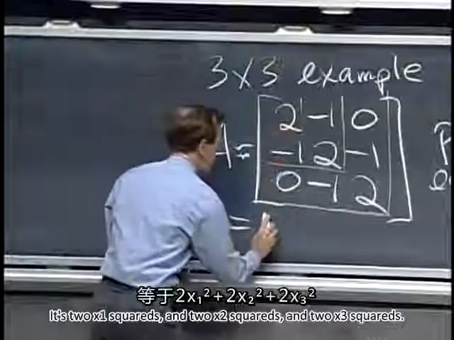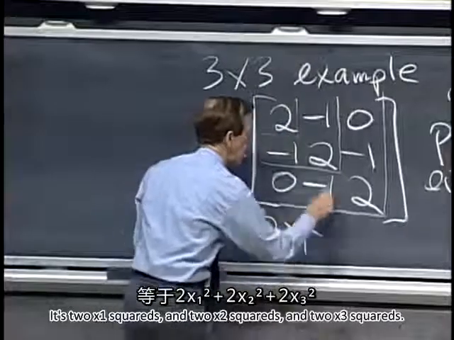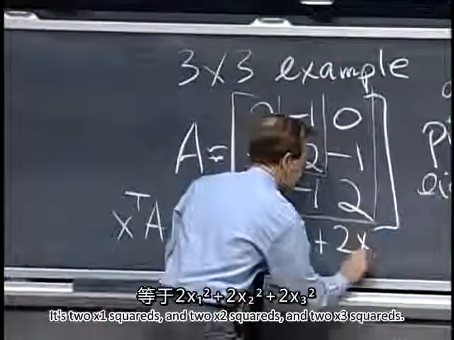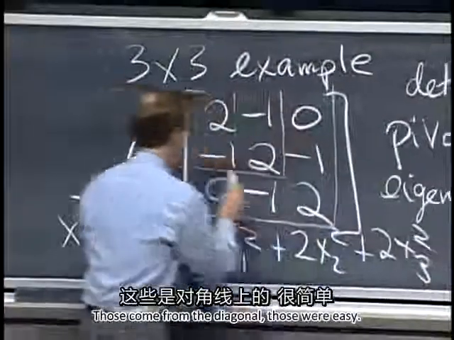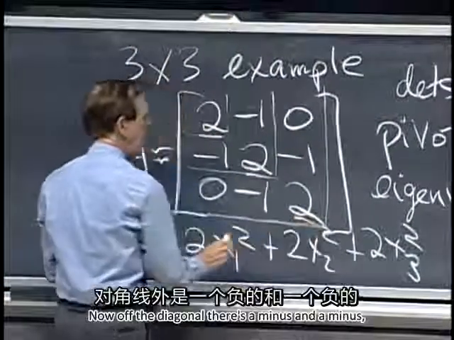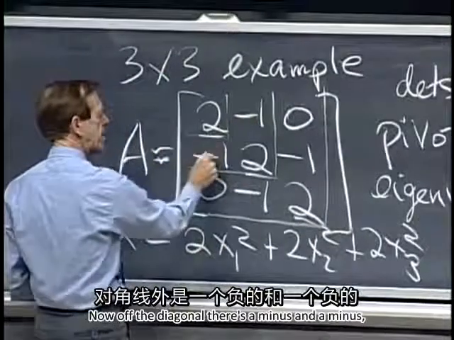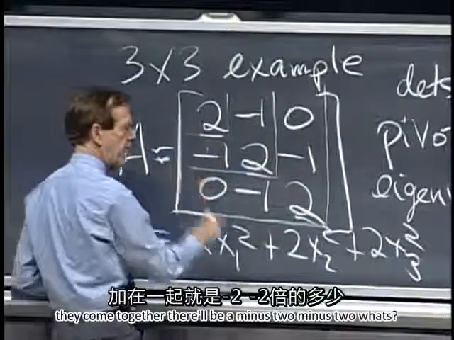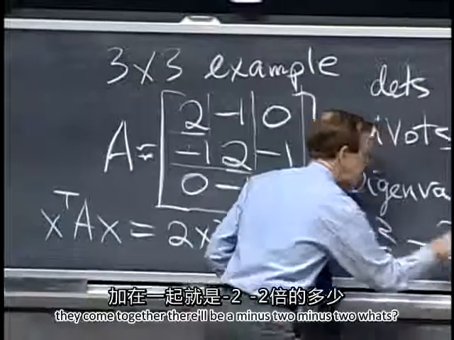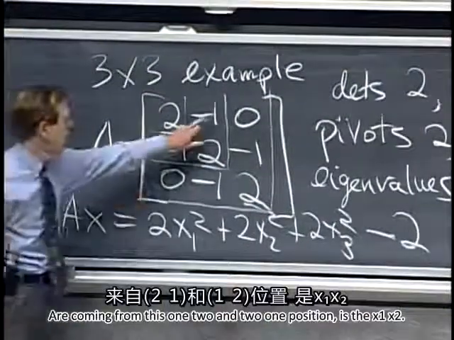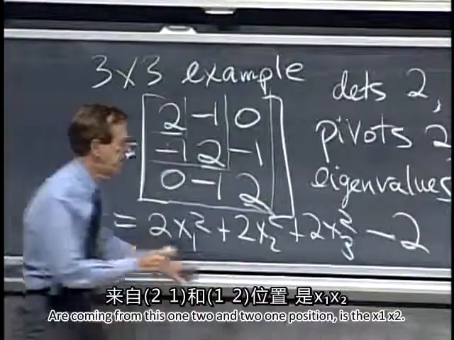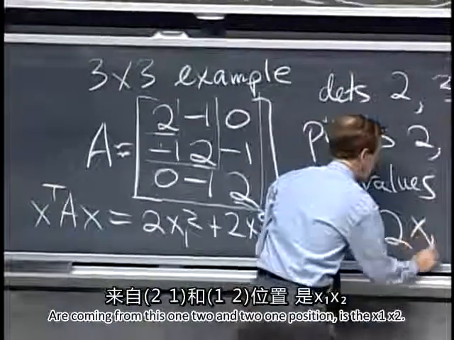It's 2x1 squared, and 2x2 squared, and 2x3 squared. Those come from the diagonal. Those were easy. Now, off the diagonal, there's a minus and a minus. They come together. There'll be a minus 2. And the minus 2 whats are coming from this 1, 2, and 2, 1 position is the x1, x2.